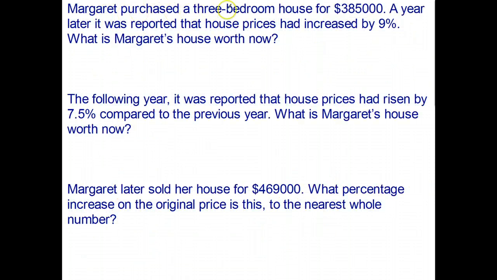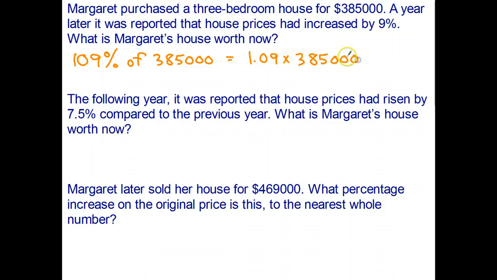Okay, Margaret purchased a 3-bedroom house for $385,000. The prices increased by 9%. So the new price is 109% of the old price. So I need 109% of 385,000. That's going to be 1.09 times 385,000. I don't think I can do that one in my head, so I'll have to do that one on the calculator.